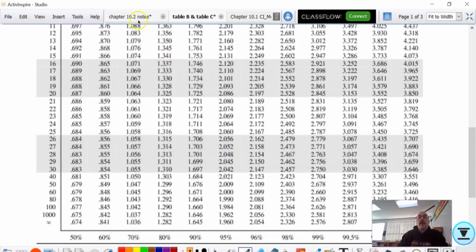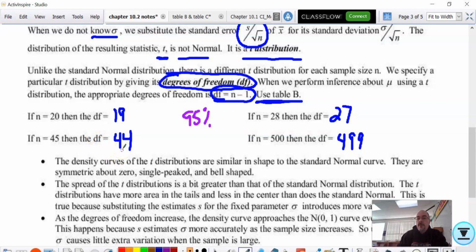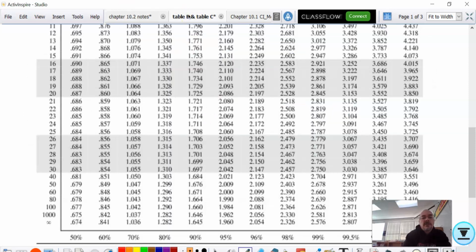If we go to 44, ladies and gentlemen, we would notice that 44 is not on there. So we go to the next lowest one. We never go up. It's going to be conservative here. It's going to be a little bit wider than it needs to be, but that's okay. In statistics, they like you to be a little bit conservative with your estimations. So here our critical value would be 2.021.